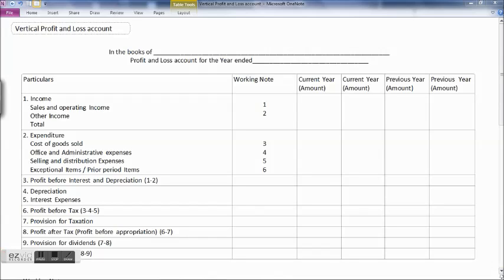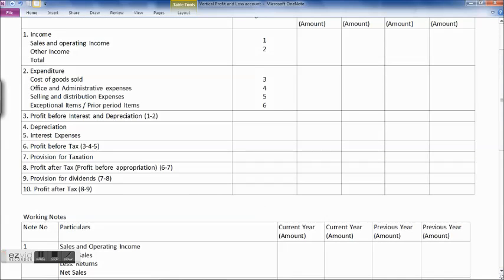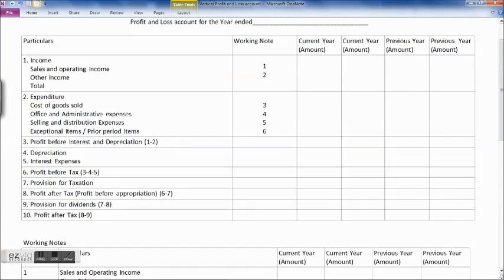Now we will see how to prepare a working note for each and every section. For example, income: sales and operating income. So working note number 1, sales and operating income. You have gross sales, then you have returns, and then you have net sales. Returns is your sales return. So your total sales minus sales return gives your net sales.